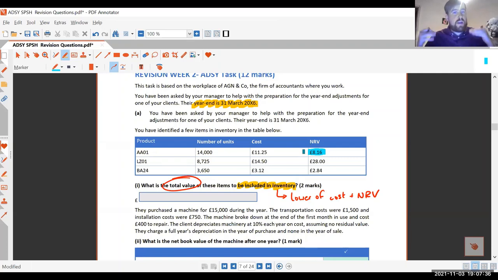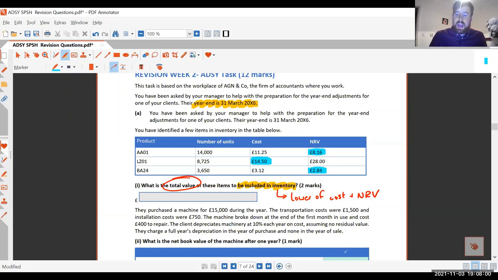Just working through the remaining two. Hopefully you're happy for me to tell you that for LZ01, we should be picking out the cost of £14.50. That is the lower of the two terms we've got there. And for BA24, we go back for that £2.84 over at the end there. Like so.